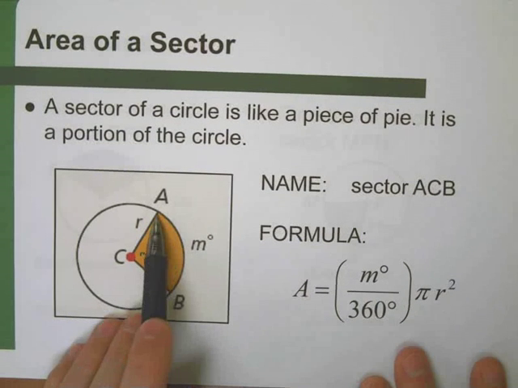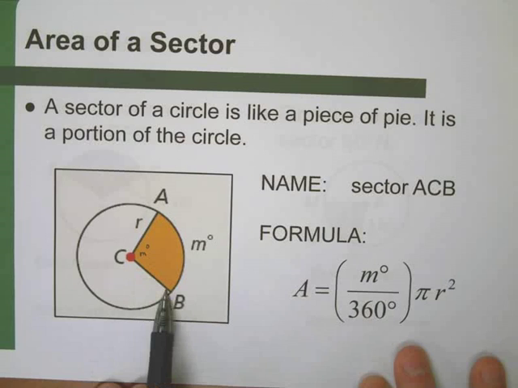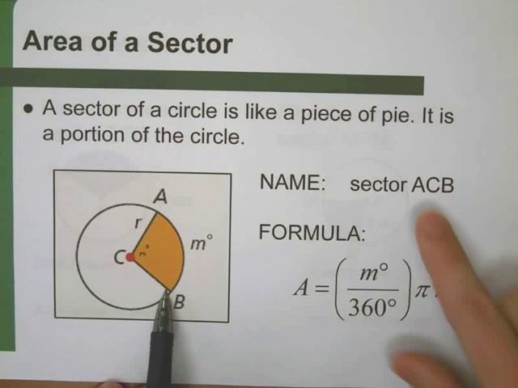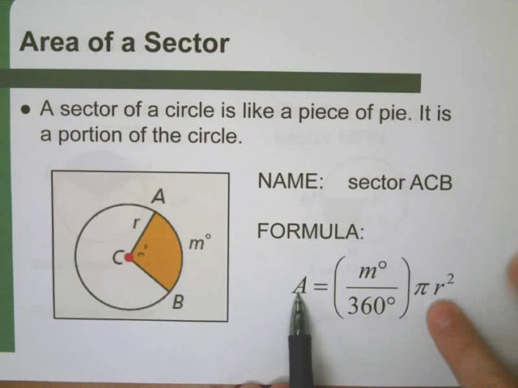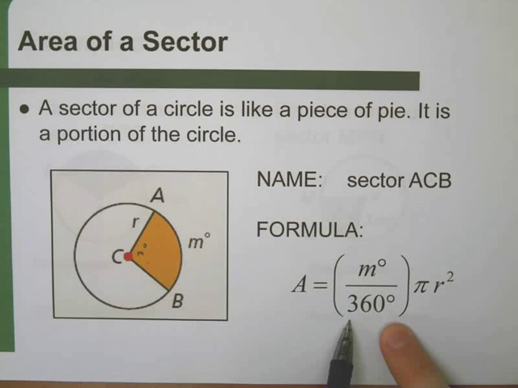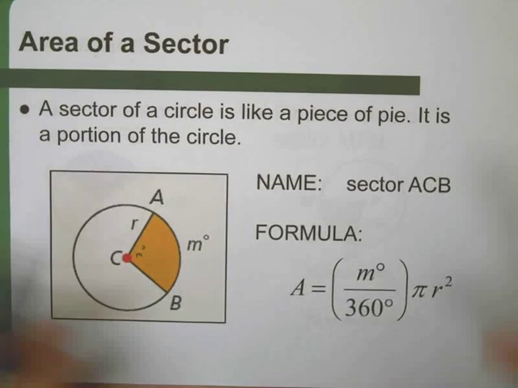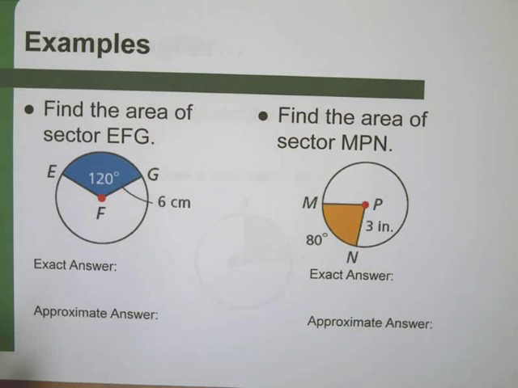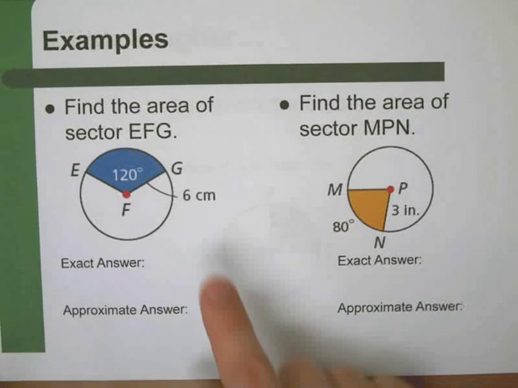Look at this. I could name that sector ACB. Sector ACB would be the way that I name that. And the formula, look at that. A full area is pi r squared. We're going to do a portion of it. How much of the 360 degrees? Does that make sense? So let's go do a couple of problems. I'm booking along here. Feel free to pause at any point in time.